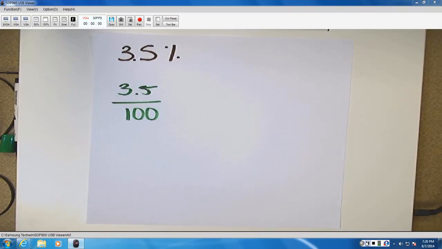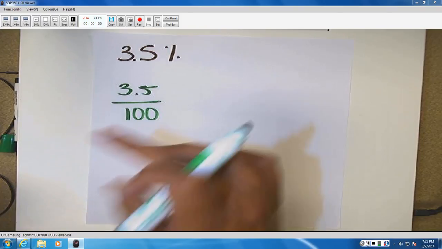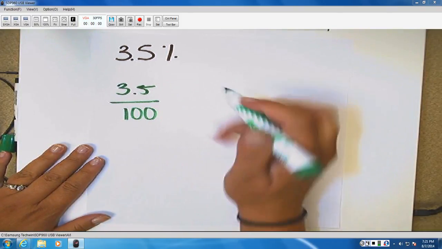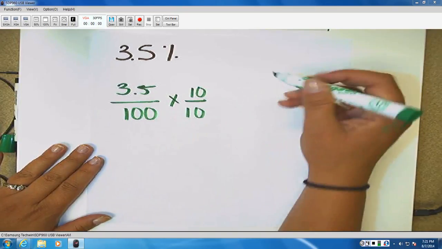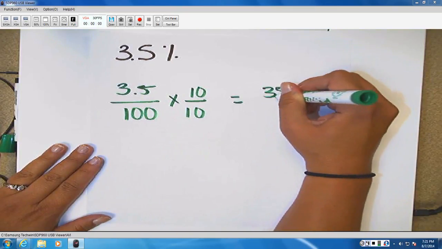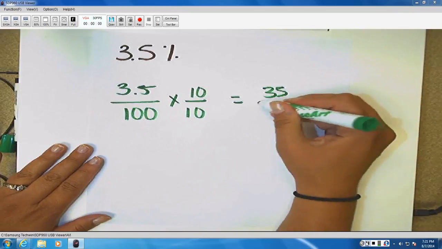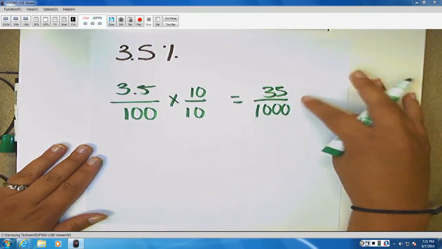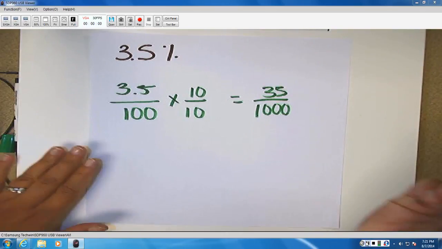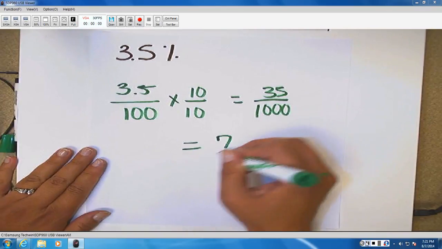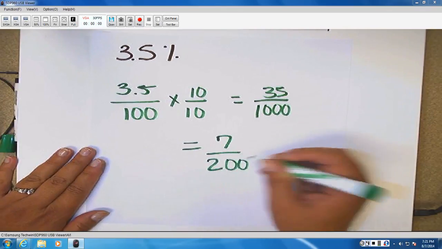But before I go any further, I want to take 3.5 and turn it into a whole number. And in order to do that, I have to multiply both my 3.5 and my 100 by 10. So I'm going to do that really quickly. Take my 3.5 times 10, which gives me 35. And my 100 times 10, which is going to give me 1,000. And I end up with 35 1,000ths. And I know that I can reduce that. I know that 5 will go into both of those numbers. So I'm going to reduce it, and I'm ultimately going to end up with 7 200ths.